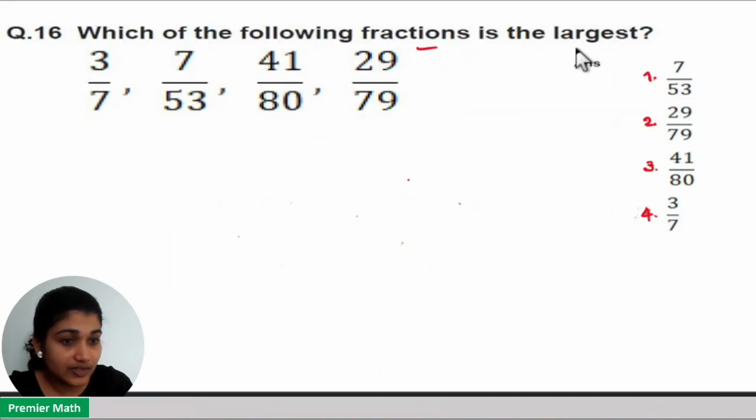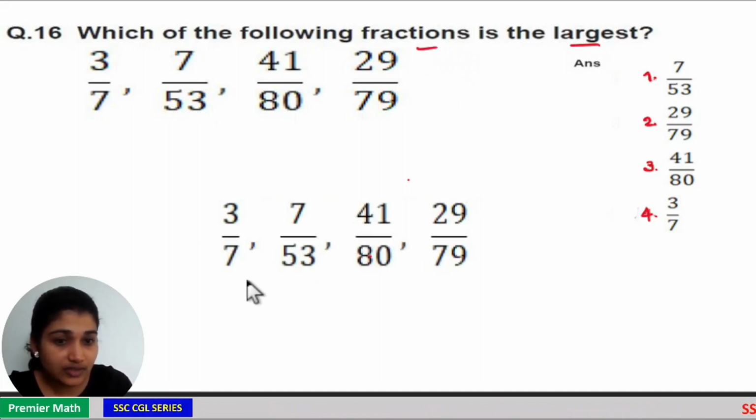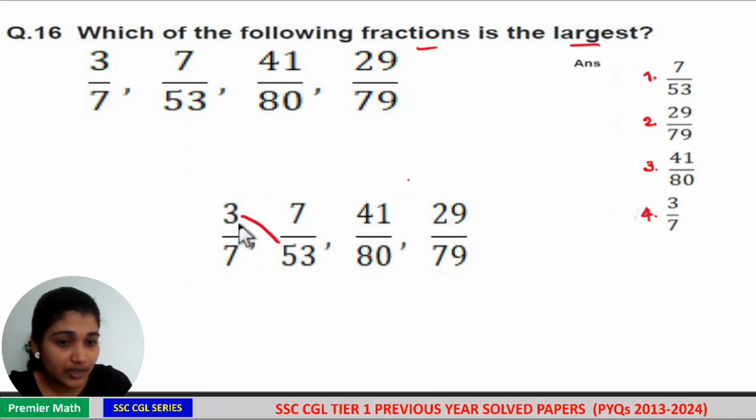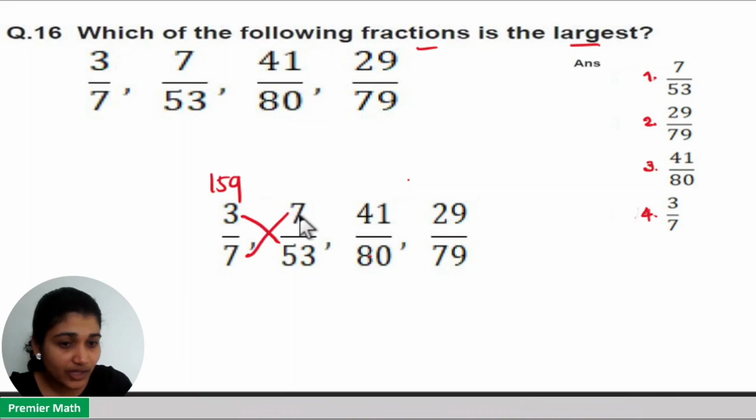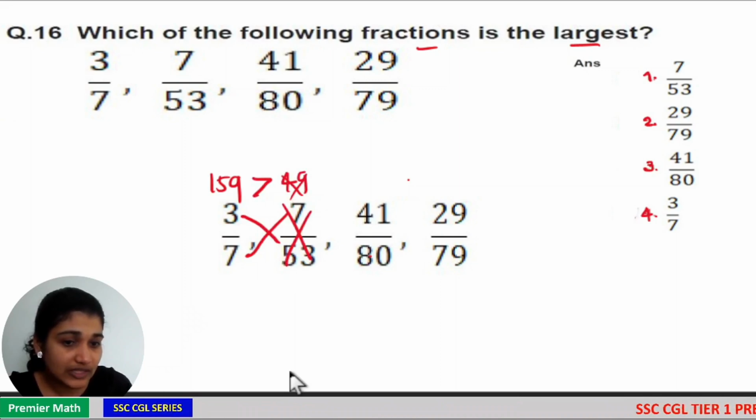Which of the following fractions is the largest? Here there is a shortcut to compare fractions. Take any two fractions. Here I am taking the first and second. Now cross multiply. 3 into 53 is 159. Here 3 is the numerator, so right above it. And 7 into 7 is 49. 7 is the numerator, right above it. 159 is clearly greater than 49. So 7 by 53 is eliminated.